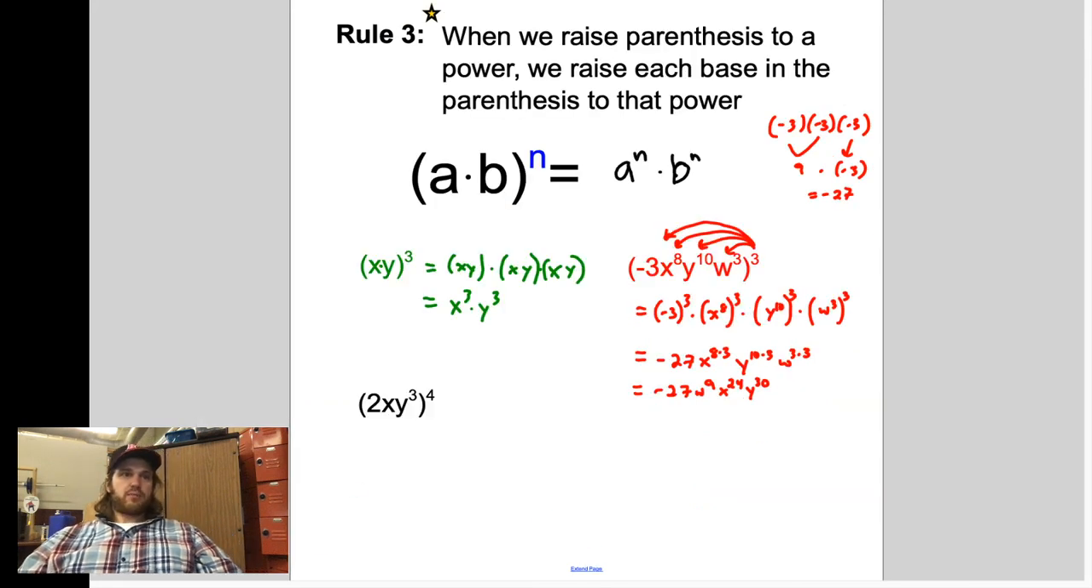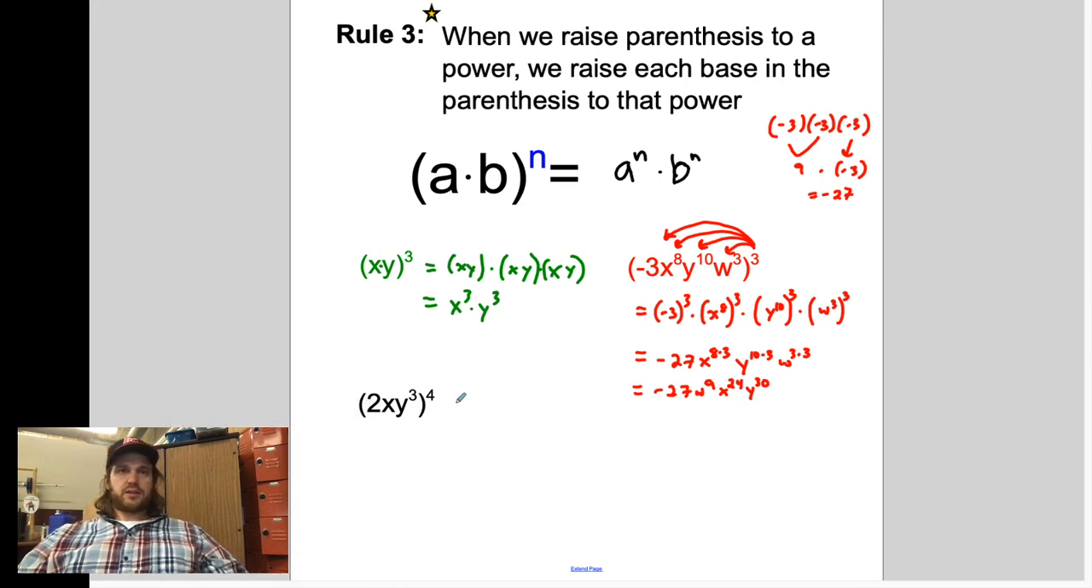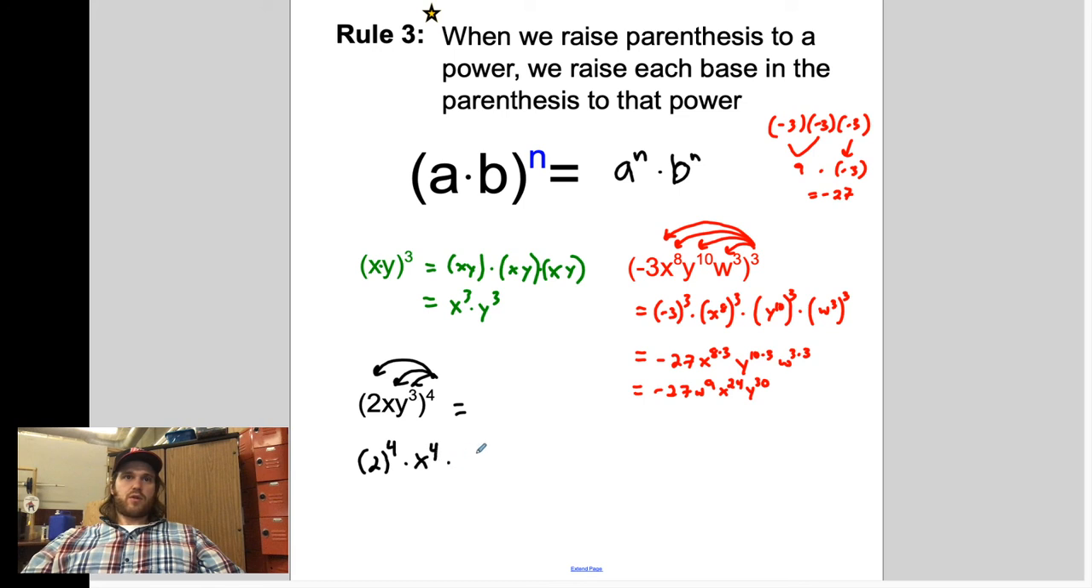All right, you try this last one. Last problem. You got this, team. You're going to go and you're going to raise... pause, sorry, you pause the video. Make sure you pause. Try it on your own. There are 3 bases. We're going to make sure we raise all of them to the 4th power. So the way that we write that is going to be 2 to the 4th times x to the 4th times y to the 3rd, y to the 3rd to the 4th.